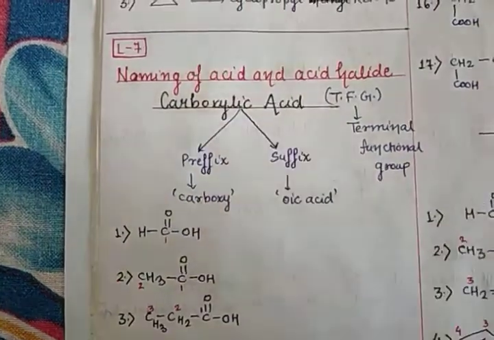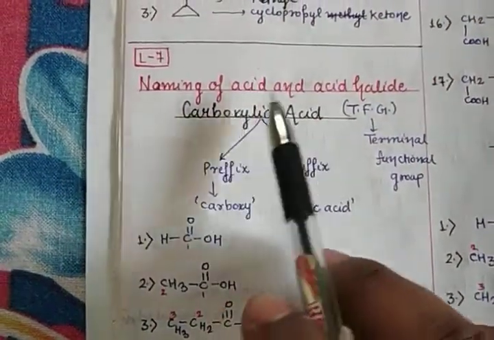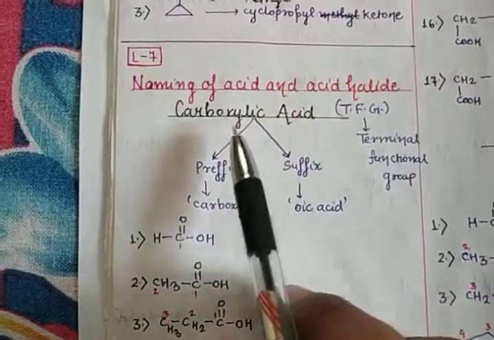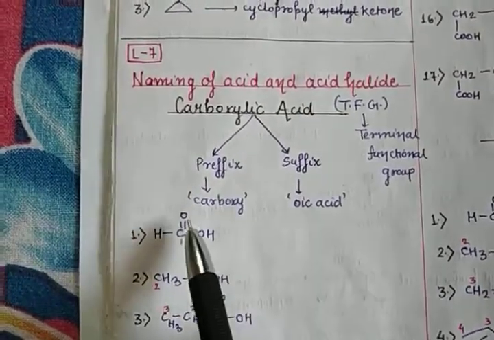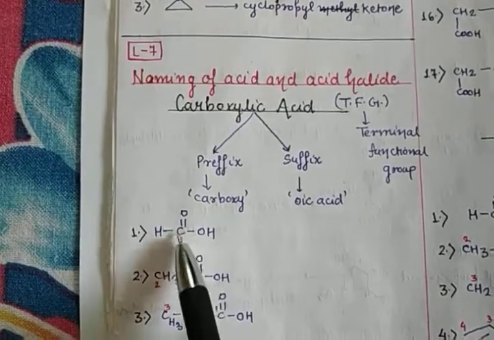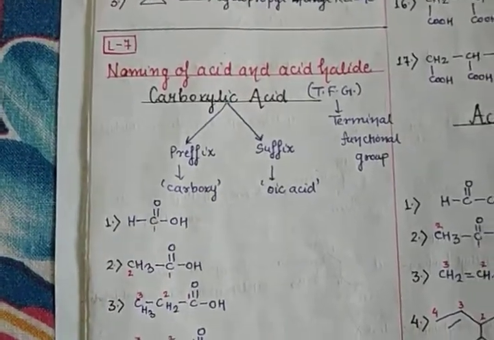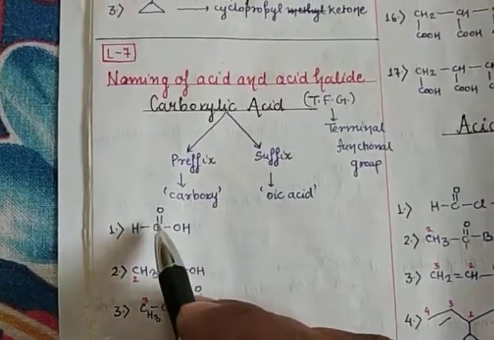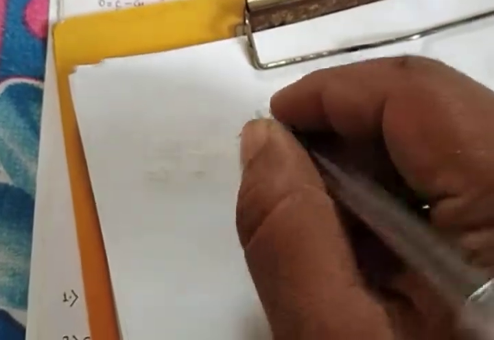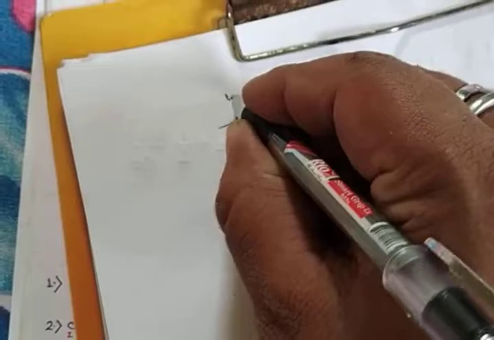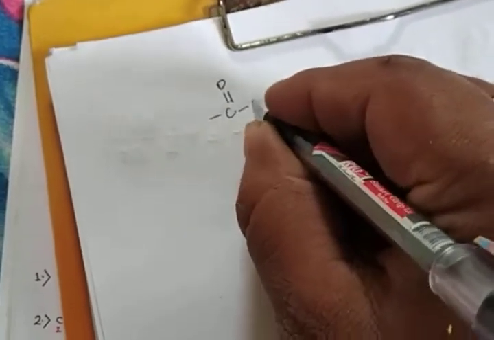Hello students, now the new topic: naming of acid and acid halide. Acid means the functional group of acid is COOH. It means this is a carboxylic acid. COOH is the formula. Now you know this is the functional group of carboxylic acid.